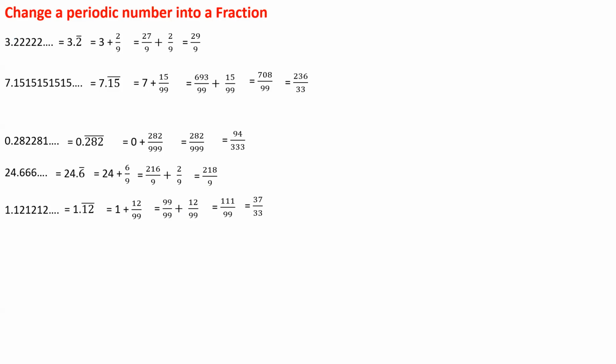Now, let's change a periodic number into a fraction again. For example, if we have the periodic number 3.2222, this is written 3.2 bar. So I should write this periodic number as a fraction. As I said, I split between the whole part and the period. So I write 3 plus. When the period is 1 digit, I write 2 over 9. This is a rule.